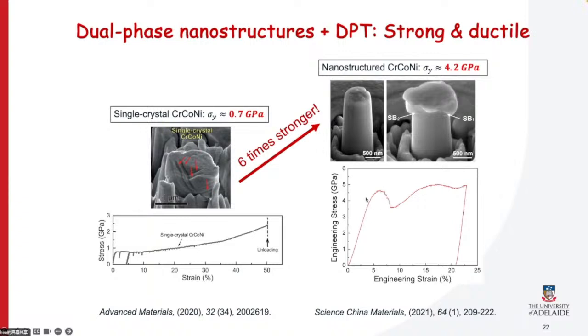What does that mean? We can compare this one with the bulk sample. So we have the bulk single crystal sample that is the same composition. We can see the strength has been increased by 6 times. So 6 times stronger. And with such a high strength, the nanostructured chromium cobalt nickel alloy coating still shows appreciable ductility, as we can see from the stress strain curve.